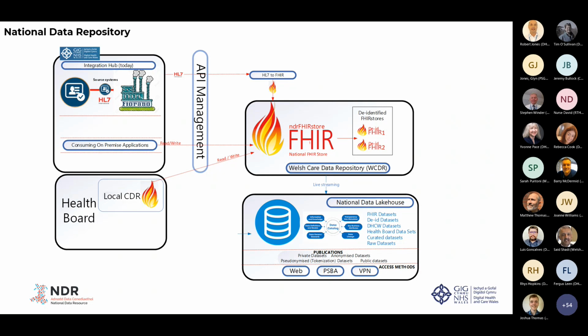I'm from an infrastructure background here, and I put an infrastructure-y kind of thing at the bottom there about how people will access it, whether it's over the web, PSBA or VPN. I'm just reflecting on the fact that we need to look at how people would access this information and what permissions they would need to get to that data. So that's the publications and the access methods.